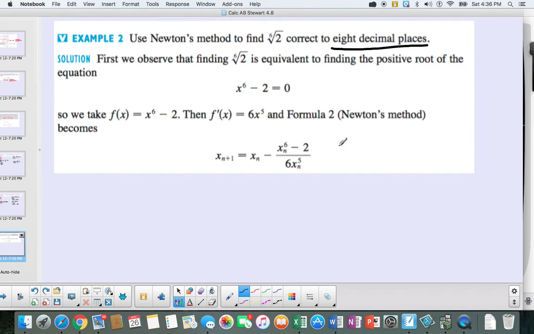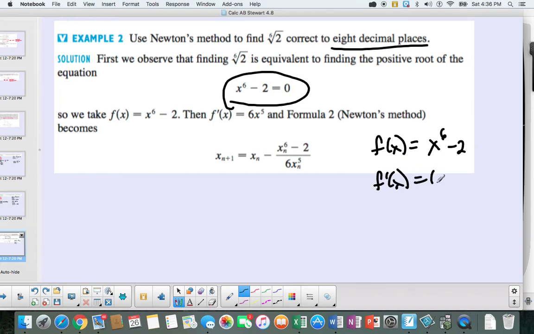All right, let's take a look at using this method to approximate the sixth root of 2 to 8 decimal places. So we're going to be doing this quite a few times. And again, we're going to be using the formula. I'm going to show you how to use the calculator, and I just want to make sure that you understand the function is x to the 6 minus 2. The sixth root of 2 is the solution of this equation. And so this is our function, and our derivative will be 6x to the 5th. So we're going to use our calculator to do these iterations over and over again.